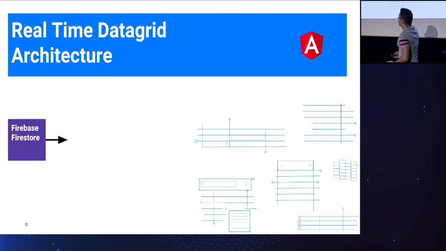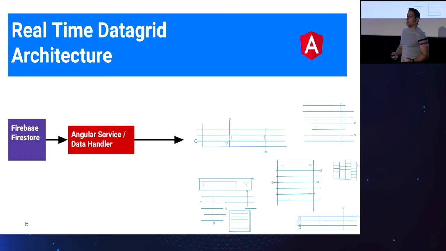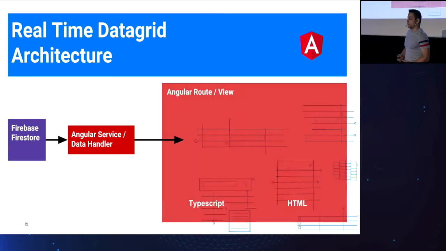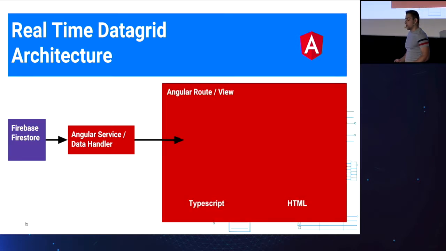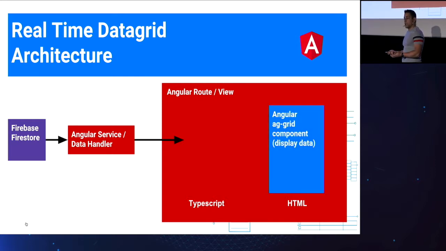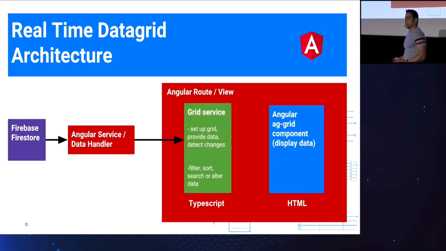Okay, there we go. So what we're going to do is use Firebase as our database. We're going to build an Angular service, and we're going to use the same system we just used a second ago. We're going to have an Angular route, and inside that route, we're going to have a view. Inside that view, we're going to have our HTML template, which is going to be the AG grid template. And we're going to have a grid service, which is going to contain all our grid options, all our grid columns, and the data. Now, because we're using Firestore, our data is going to be in real time.